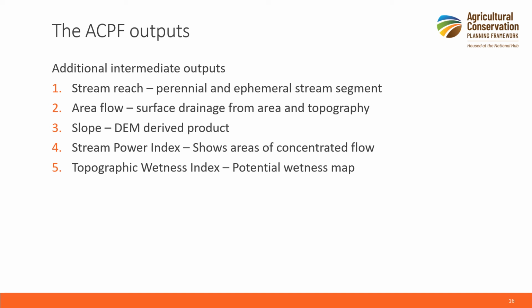There's a slope layer, which is a DEM derived product. There's a stream power index, which shows areas of concentrated flow throughout the watershed and areas that are likely to form gullies. There's a topographic wetness index, which is a spatially continuous index of potential wetness that's based on topography and soil attributes. So these are just a few examples. There may be other layers of interest depending on the situation. The ACPF technician would have access to these layers.